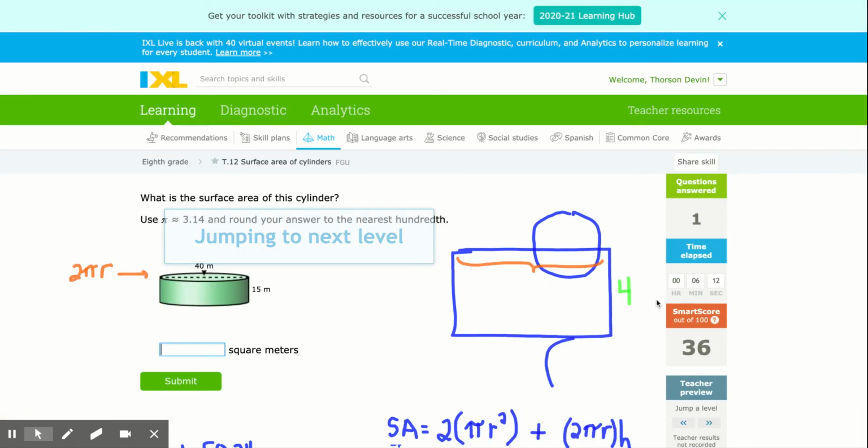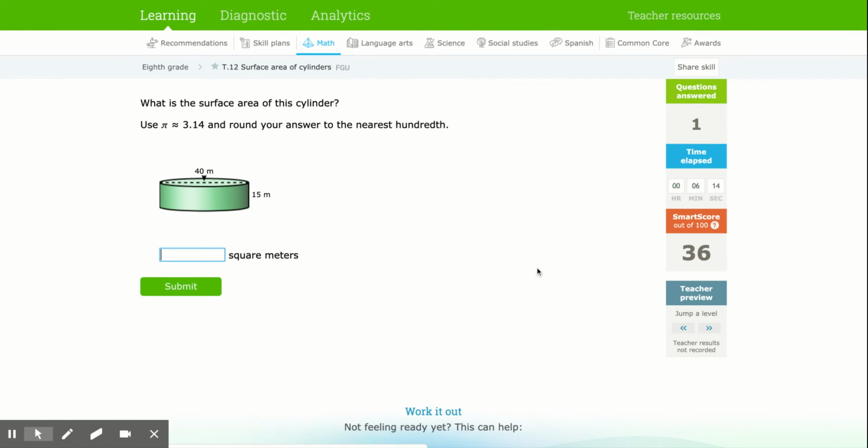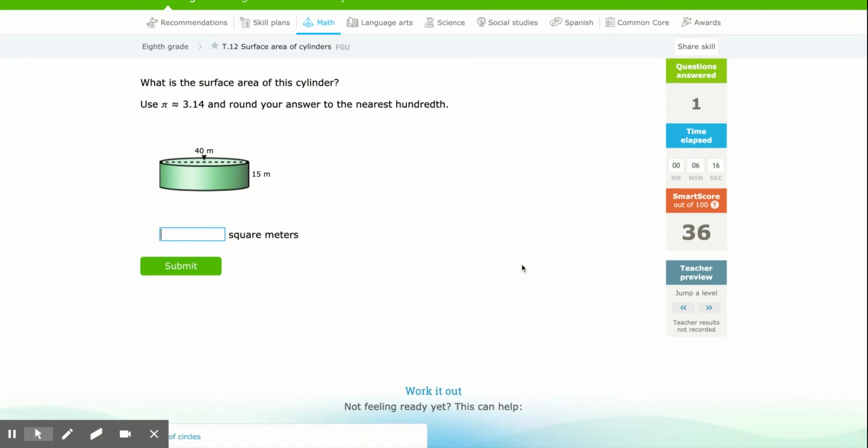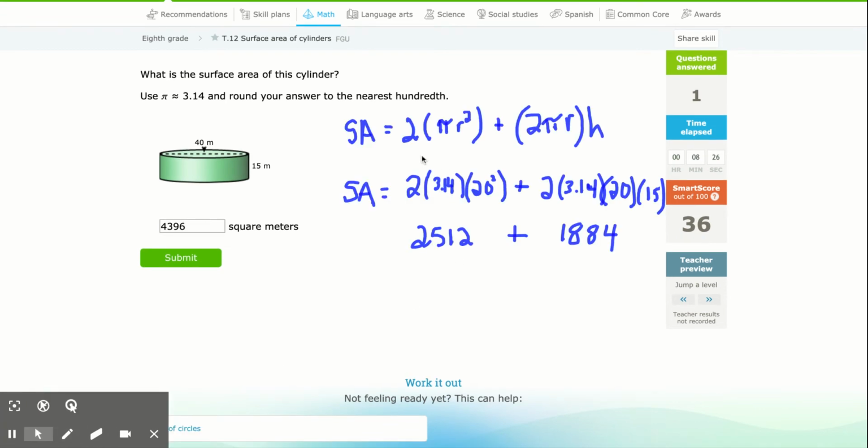Now, obviously, we're probably going to get to some where you're asked to find other things like the height or the radius or maybe the diameter given the surface area. Right here, again, let's do this one really quickly. Again, I'm going to write the formula down here. So again, I've written the formula here. 2 times the circles, which are pi r squared, and the circumference times the height, which is the length of the rectangle times the width.